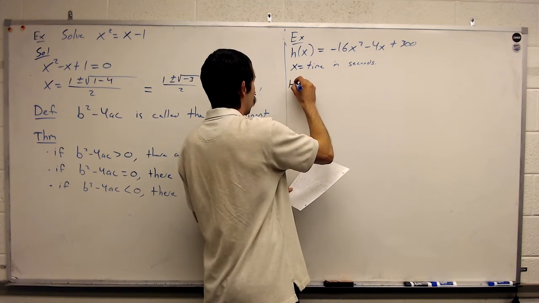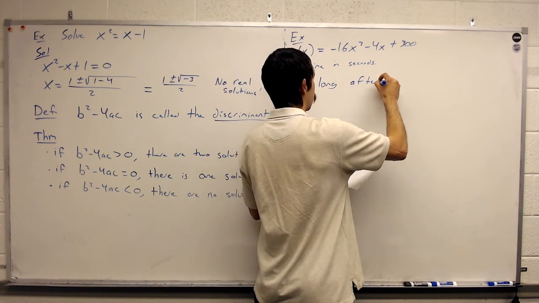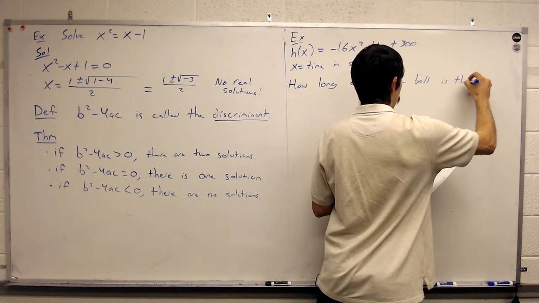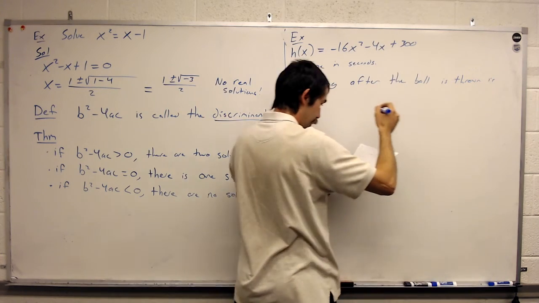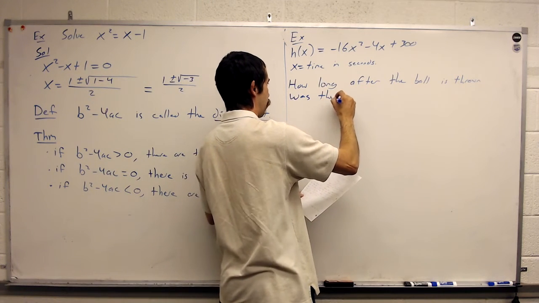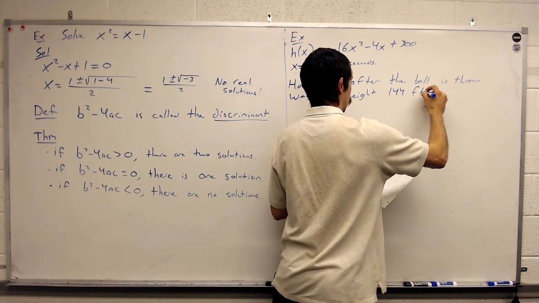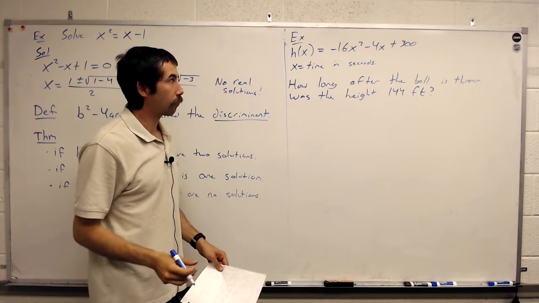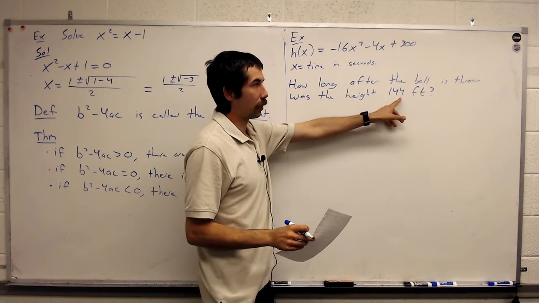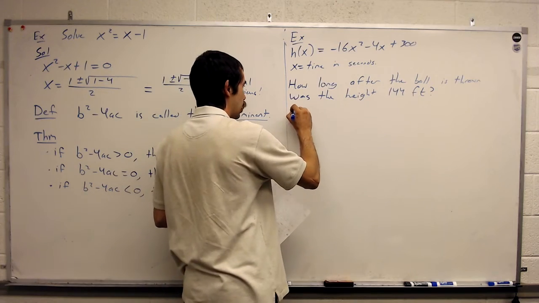And the question is, how long after the ball is thrown was the height 144 feet? All right, so at what time? So we throw the ball up in the air. At some point, it reaches 144 feet. What is that time? So this is actually pretty straightforward.